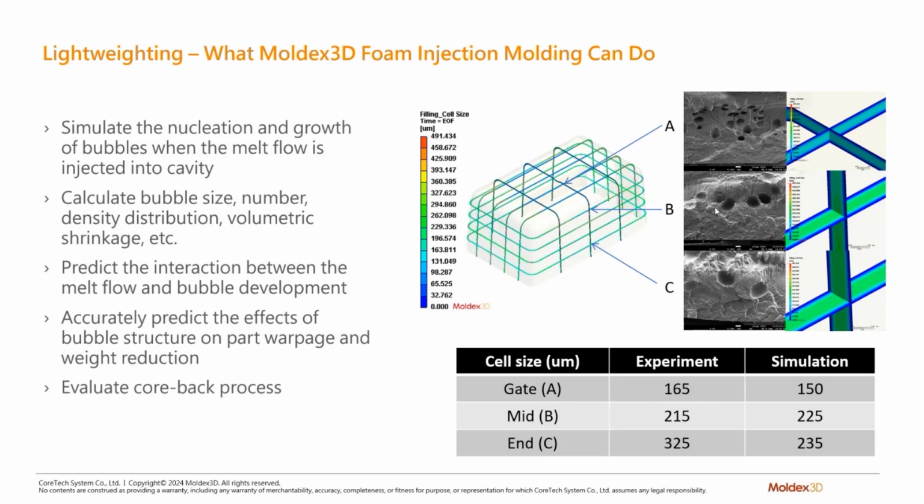Of course, the bubble development within the part wall can vary from part to part. However, in the cross sections of this box geometry, the cell size of the actual part compared with the simulation results have very similar trends.